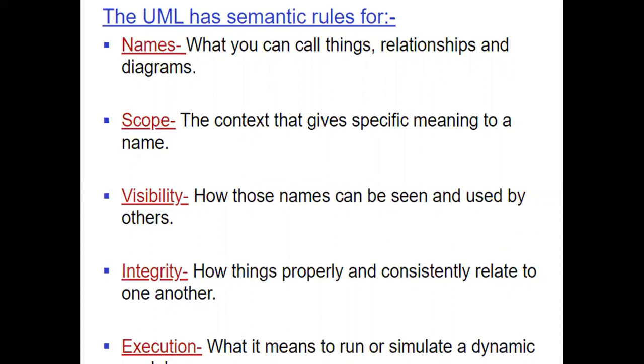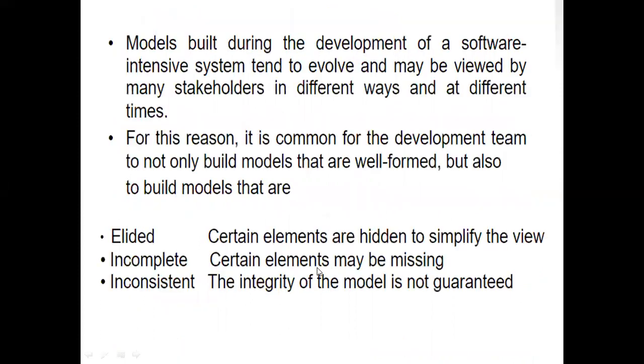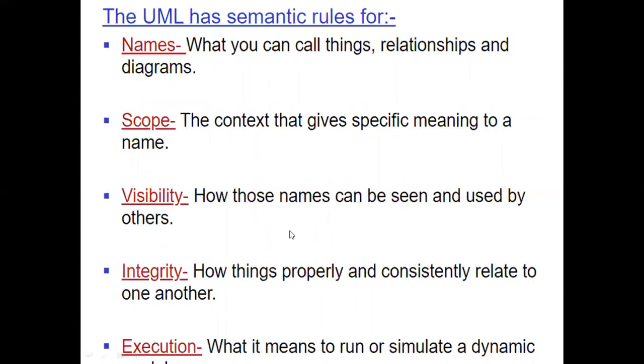Next, third one, visibility. Visibility in this case reflects the way these names and entities are seen. The rules to specify integrity. Integrity is how the things are properly and consistently related to each other. Next, last one, execution. The execution refers to the process of triggering the final model to develop the code based on the final model. There are the 5 rules.